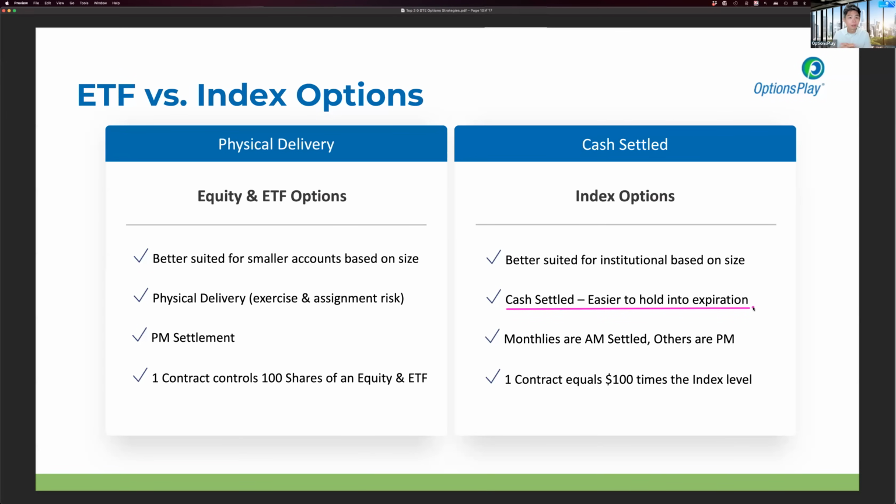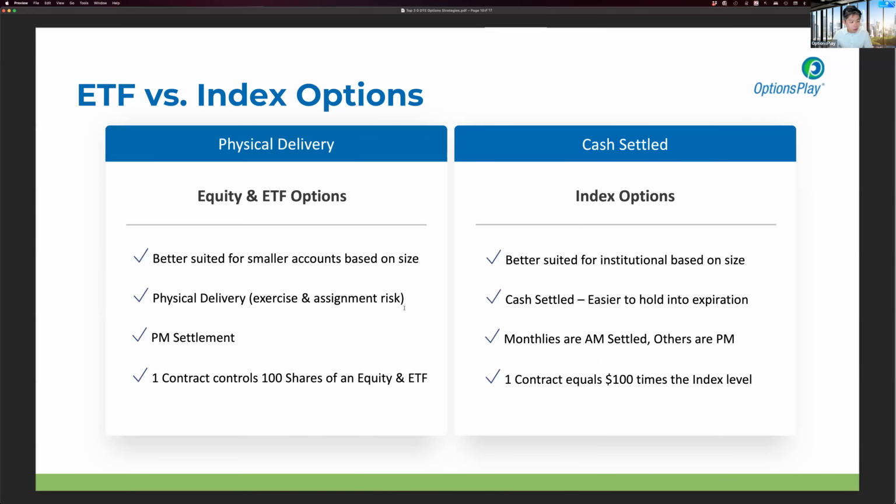If you're trading with an account under $50,000, you generally want to look at SPY and QQQ because they provide the same liquidity and depth as SPX and NDX, but they're simply better suited for smaller account sizes. They are physically delivered, so there is exercise and assignment risk. You generally have to be aware of that and close out your positions before the close if you want to avoid those risks. They are all PM settled, so they're easy to manage from that perspective, and they all have a 100 shares multiplier on the premiums. So you get the liquidity benefits at a smaller size.